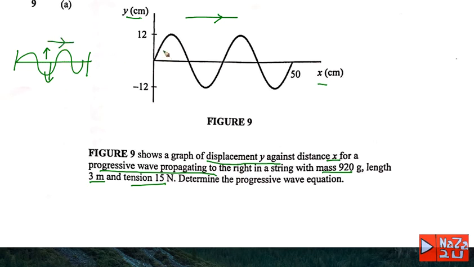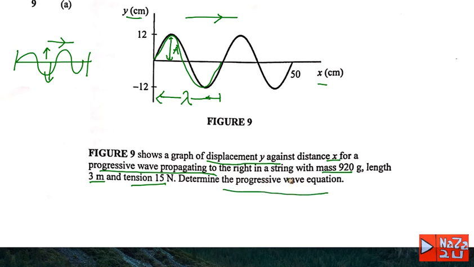So look at the graph here. This is the maximum displacement, meaning here we have the amplitude, and this is one complete wave. This refers to the lambda, right? This is one lambda. Okay, so the question asks you to calculate the progressive wave.